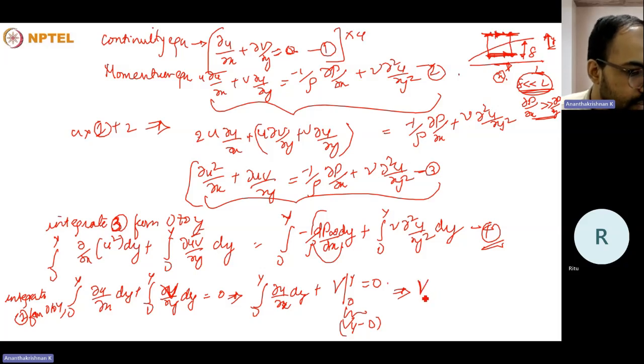So what we could do is that it will be Vy is equal to... for an impermeable wall, so make sure that it's an impermeable wall, then only we can write V of 0 is equal to 0 at the surface. So no suction and no blowing happens. So Vy is equal to minus of integral 0 to y dou u by dou x into dy. We can write it like this.